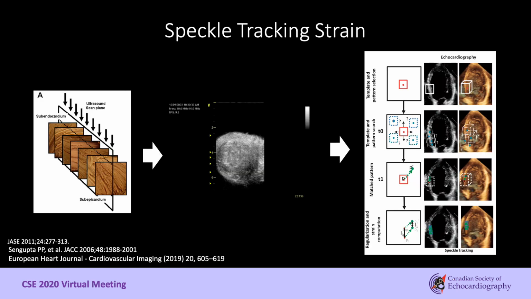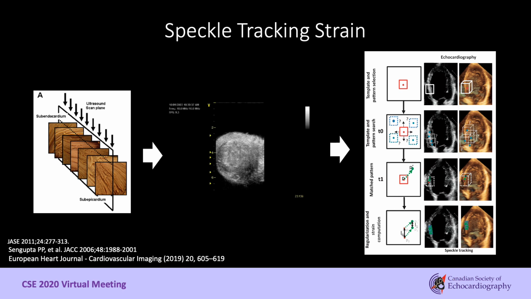Now, when we're tracking strain, we're using speckles. Now, these speckles are formed from constructive and destructive interference of ultrasound backscatter from structures smaller than the ultrasound wavelengths. Generally, noise is filtered out, and stable speckles or kernels are kept in the image.